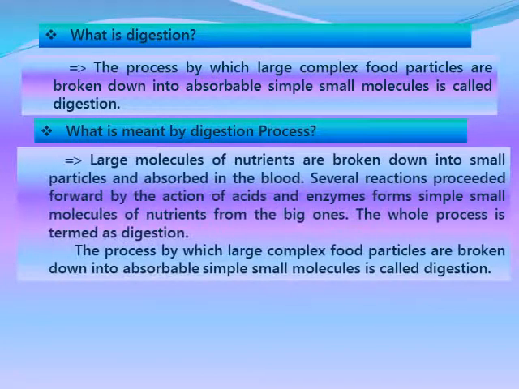What is meant by digestion process? This is a comprehensive question answer. Look, large molecules of nutrients are broken down into small particles and absorbed in the blood. Several reactions proceeded forward by the action of acids and enzymes form simple small molecules of nutrients from the big ones. The whole process is termed as digestion.